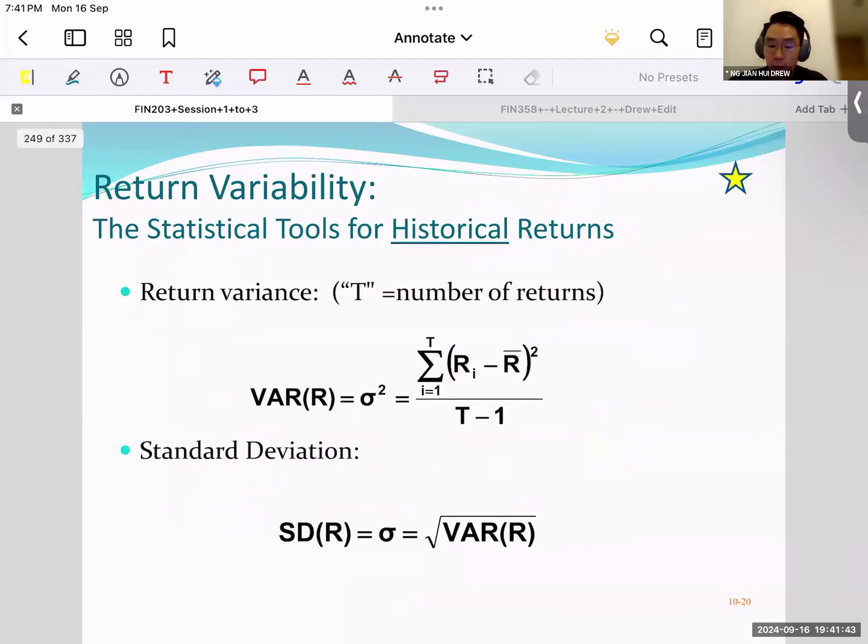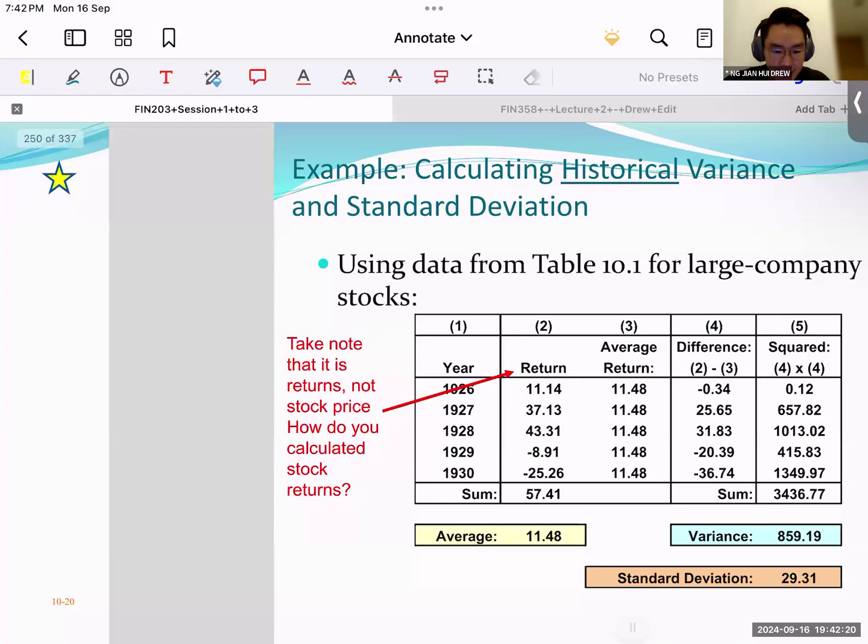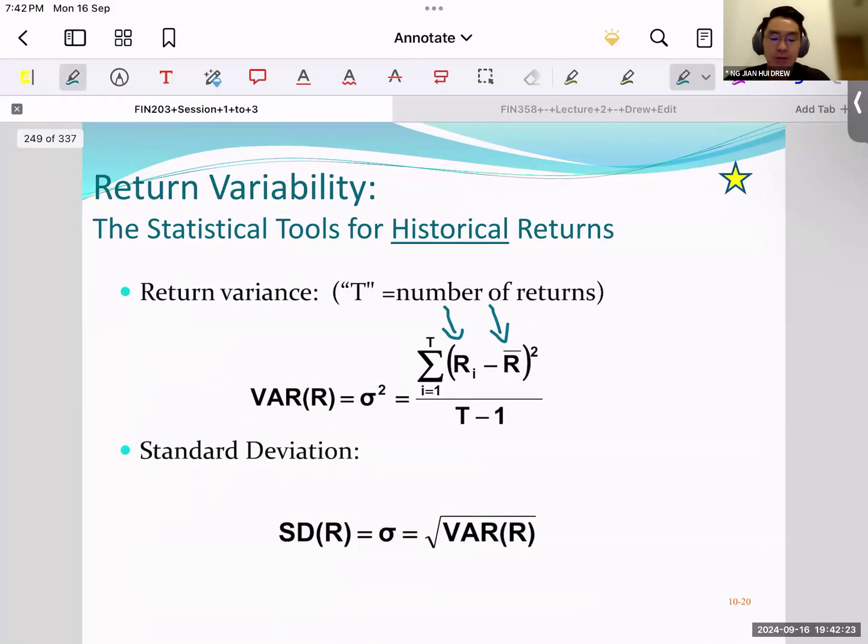This is the formula for variance. Hopefully you can still recall it from secondary school. The idea is that we have returns. We must always subtract the mean of the returns, then sum all the individual terms up, and then divide by T minus 1. T means, if you have 10 returns, you take 10 minus 1, which is 9, so you divide by 9. We do have an example here, so do not worry.